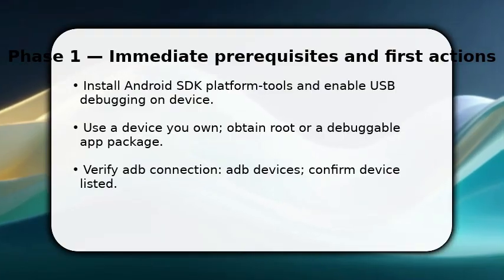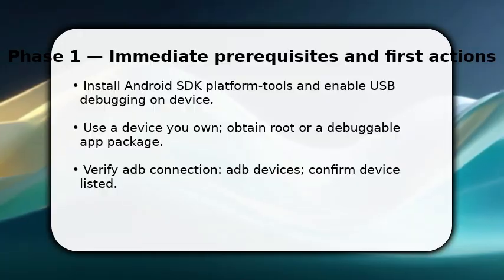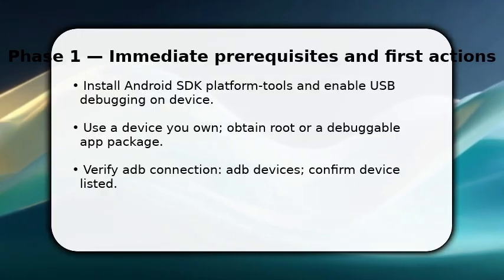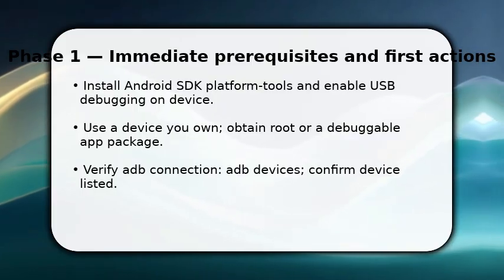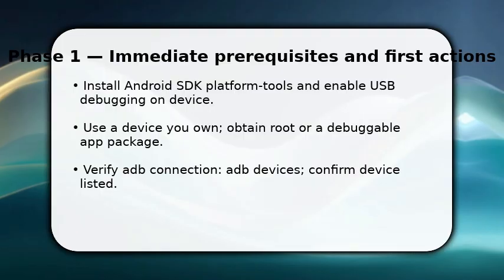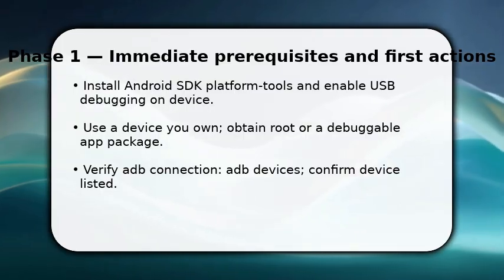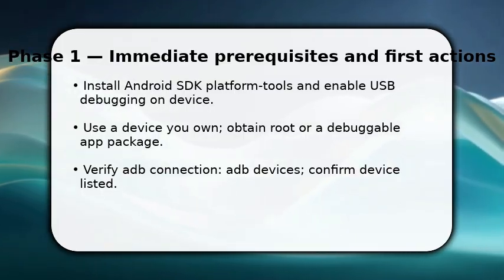You begin by preparing ADB and permissions so you can access app data. Connect the device and enable USB debugging. Make sure you own the device or have explicit permission. Install platform tools, then run adb devices to confirm a connection.